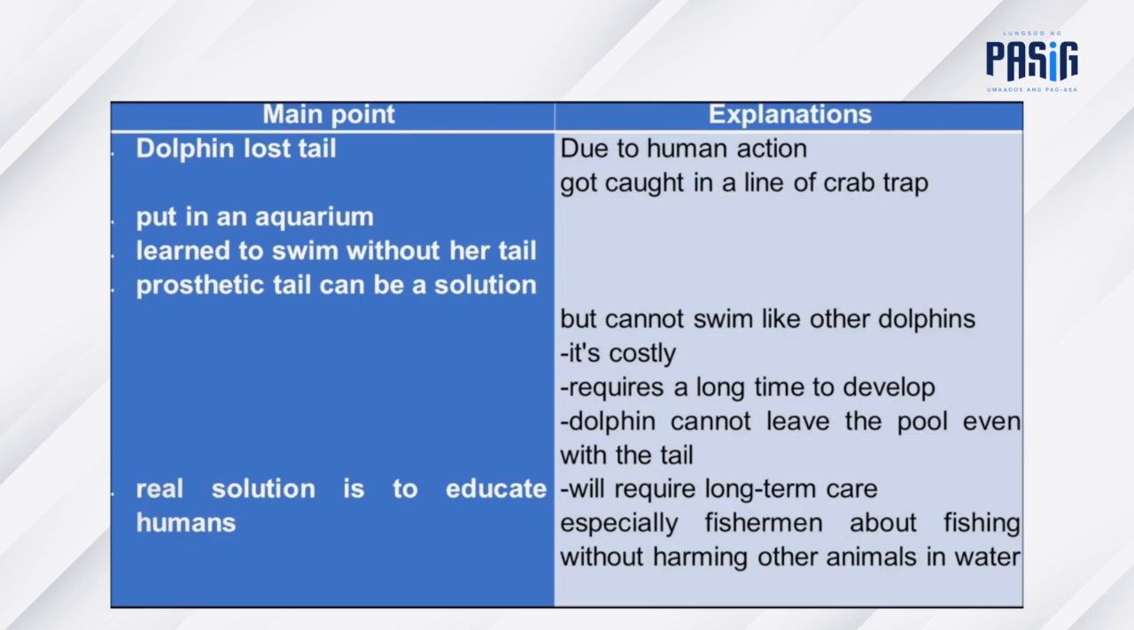Here is the process of summarizing texts using the Cornell method. On the left-hand column are the main points. On the right-hand column are the explanations and details.